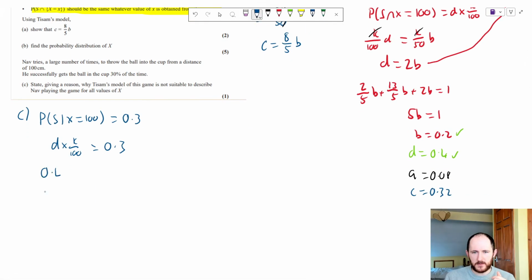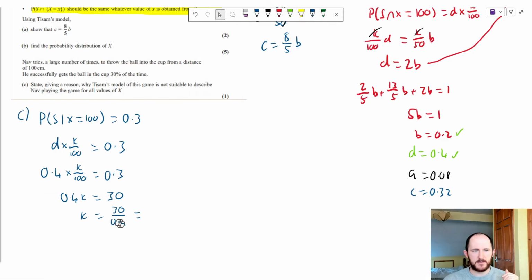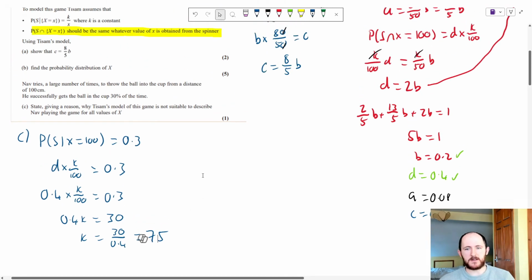We have 0.4 times K over 100 equals 0.3. Times both sides by 100, we get 0.4K equals 30. K is equal to 30 over 0.4, which, I'm not sure actually. Let's have a look. I'm aware that I can do the maths. That gives us 75. Now that in and of itself isn't illegal. It's not illegal at all.